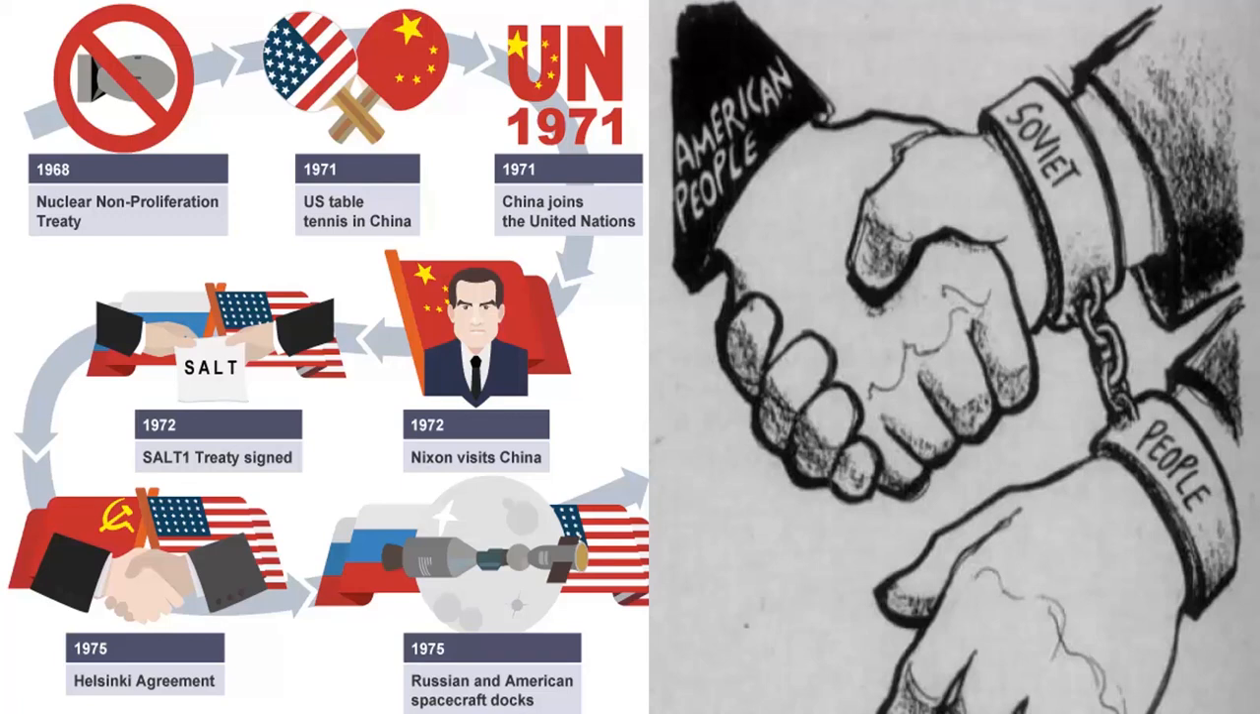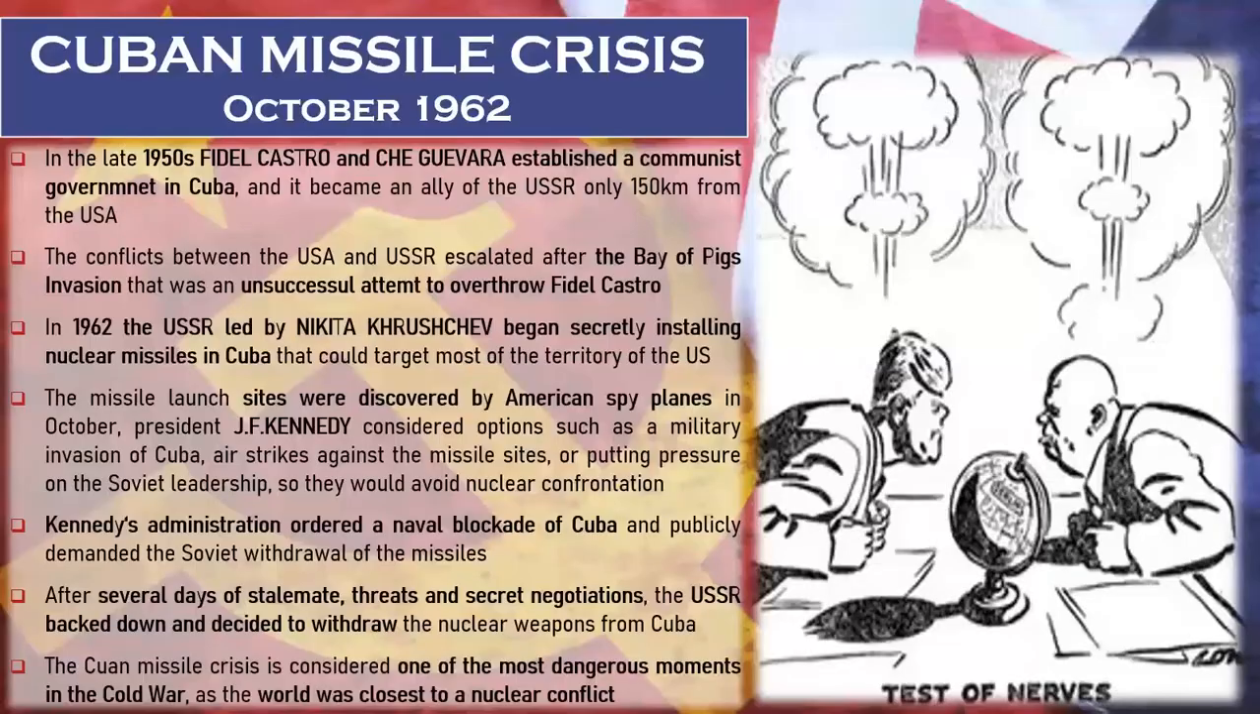Okay, and as always, I will do a quick revision of this topic. From the beginning, what you should know is that the Cuban Missile Crisis happened in October 1962. In the 1950s, Fidel Castro and Che Guevara established a communist government in Cuba that is really close to the USA. The USA didn't like that and organized an unsuccessful invasion at the Bay of Pigs in Cuba, meant to overthrow Fidel Castro.